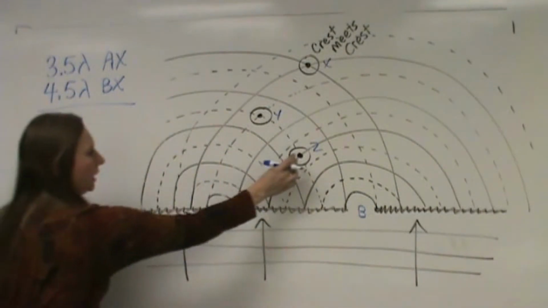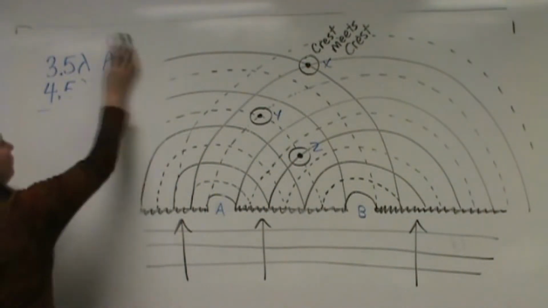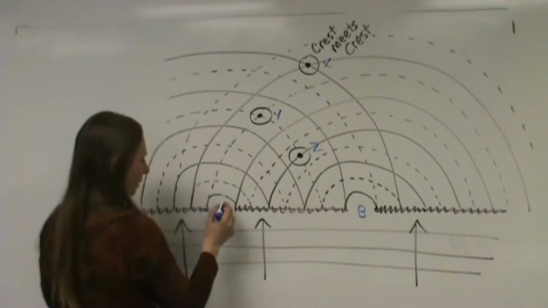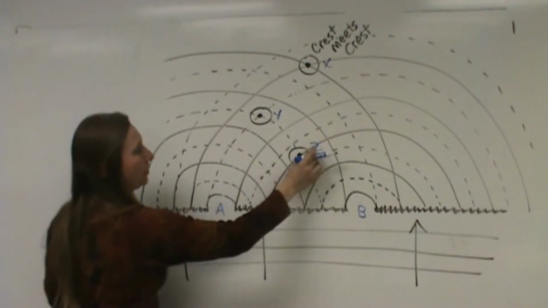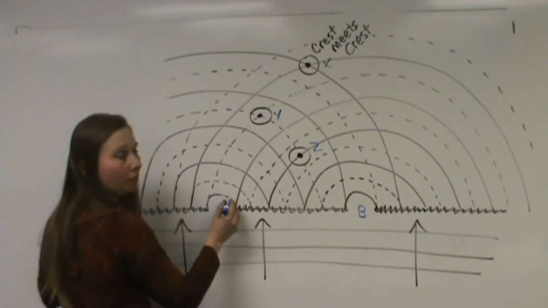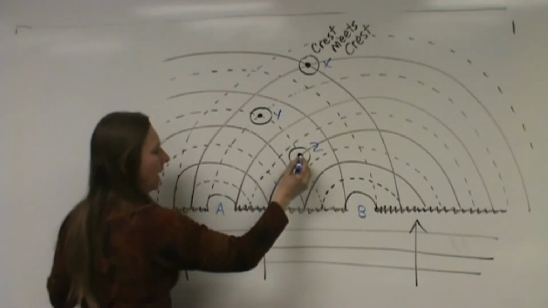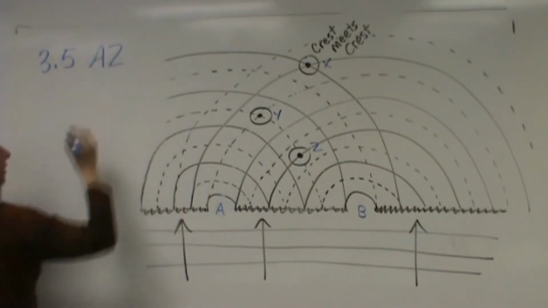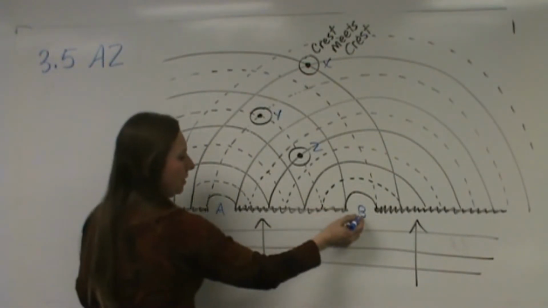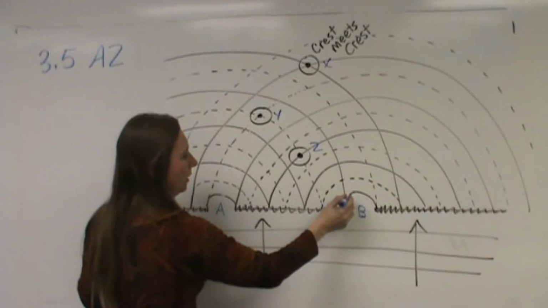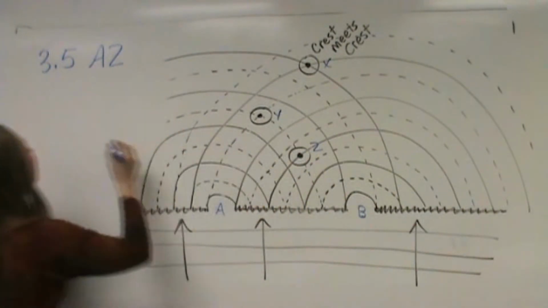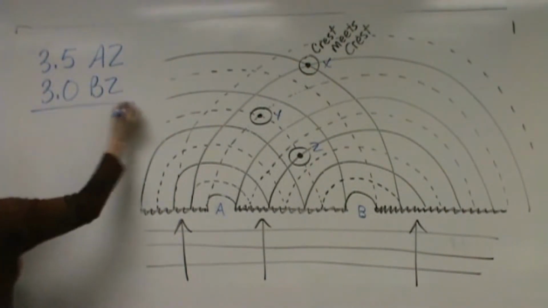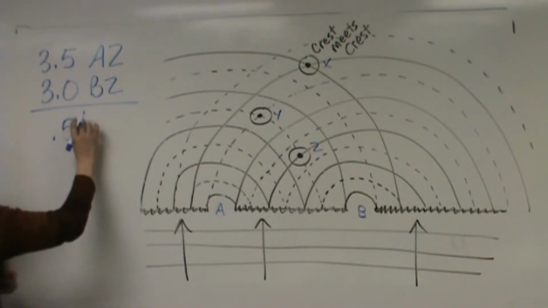Okay, let's take a look at this one here. What's the difference from A to X and from B to X? What's the difference? From A to Z. 1, 2, 3 and a half. So it's 3 and a half from A to Z. All right. Now what about B? From B to Z, it's one, two, three. Right, from B to Z. So, what's the difference? A half of a wavelength.